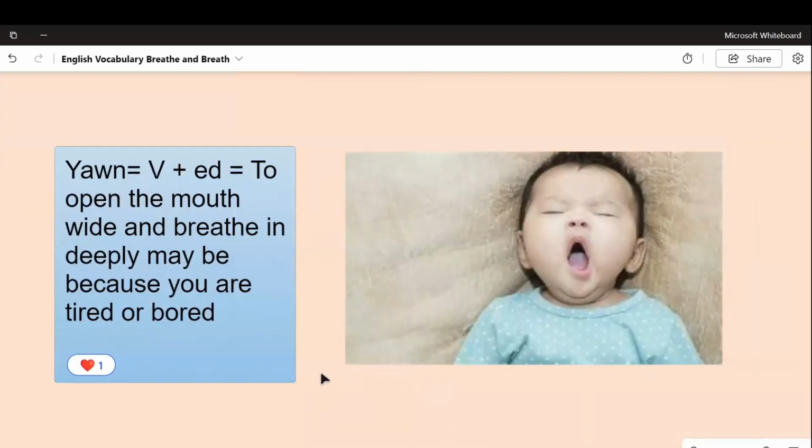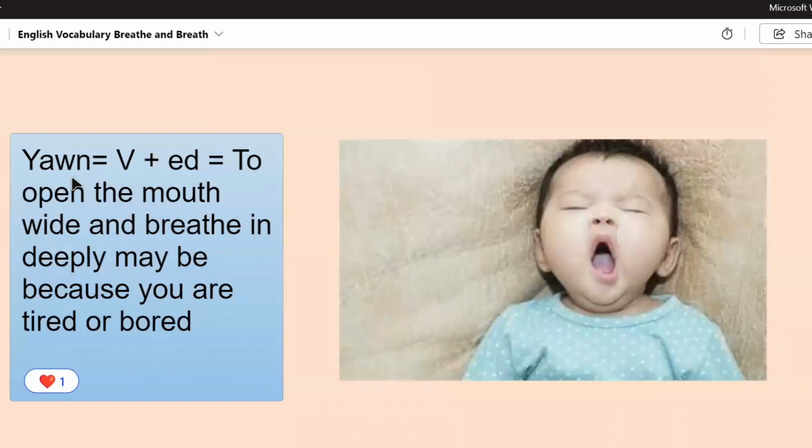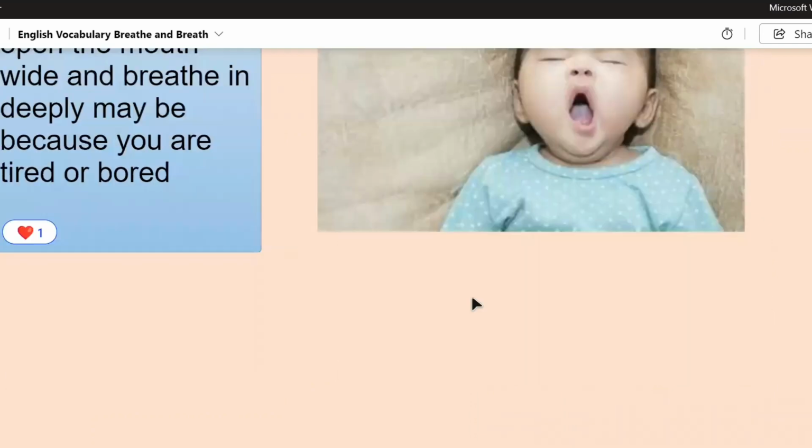Finally, we have yawn. What does it mean? It's also a verb, add ed, yawned, and the noun is yawning. How do we yawn? Someone yawns to open the mouth wide and breathe in deeply because you are tired or bored. It's an involuntary action, out of our control, when someone is sleepy or wants to sleep. Like here, when we say the baby is yawning, he wants to sleep.